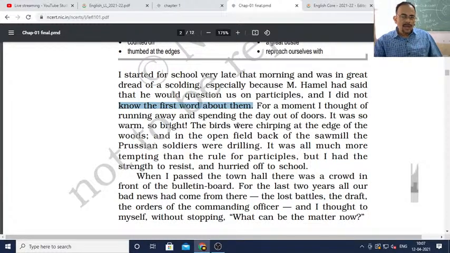For a moment I thought of running away and spending the day out of doors. It was so warm, so bright, the birds were chirping at the edge of the woods, and in the open field back of the sawmill, the Prussian soldiers were drilling.